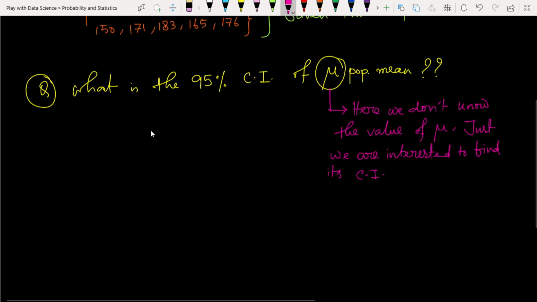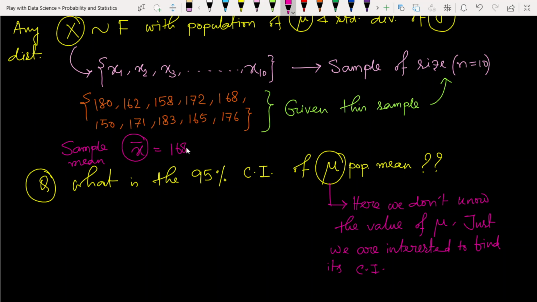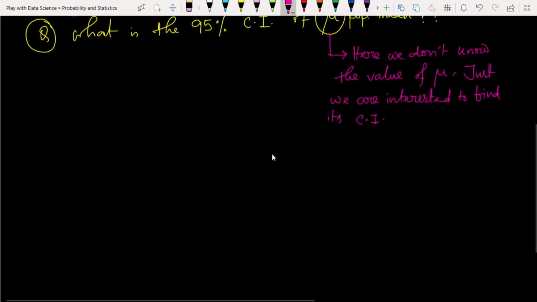Now let's see. If you calculate the sample mean of these sample values, I calculated it just before this lecture using my own calculator. If you calculate it, you get the sample mean, and this value will be 168.5 centimeters.